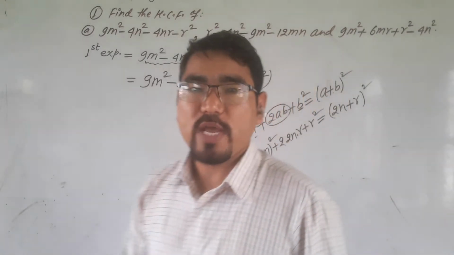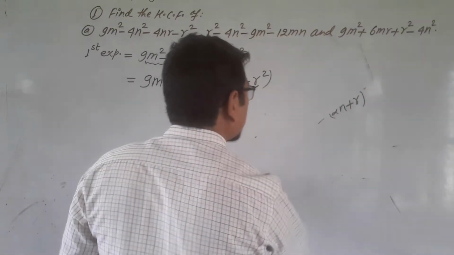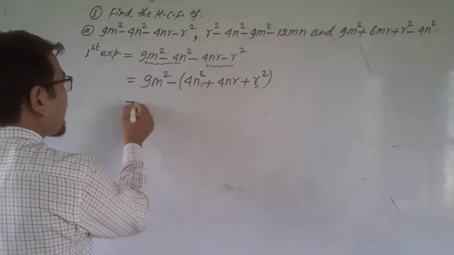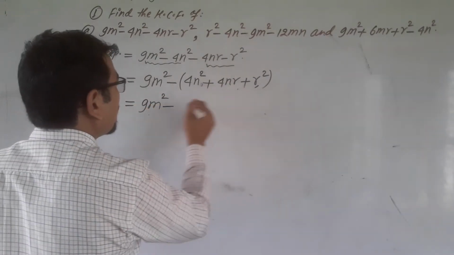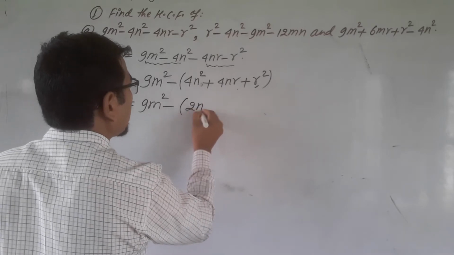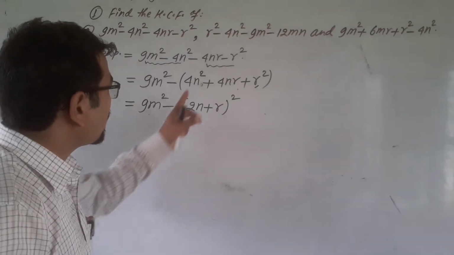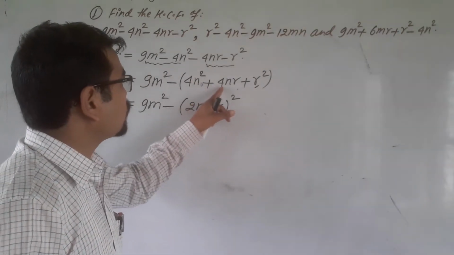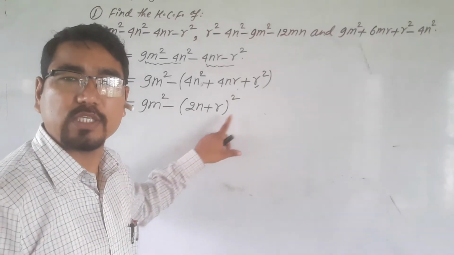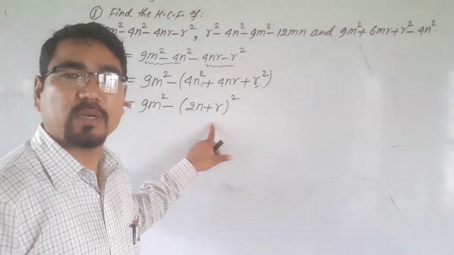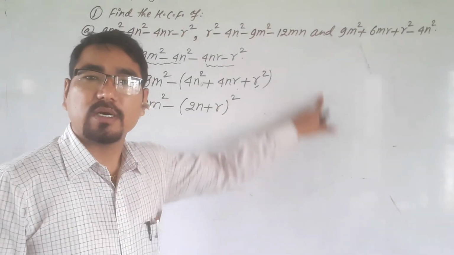So like this we have to arrange the terms here to make it a perfect square. So we can write directly here 9m square minus 2n plus r whole square. Everybody knows it is in the form of a square plus 2ab plus b square, that is, we can write 2n plus r whole square. So it is in the form of a plus b whole square. You can check here.